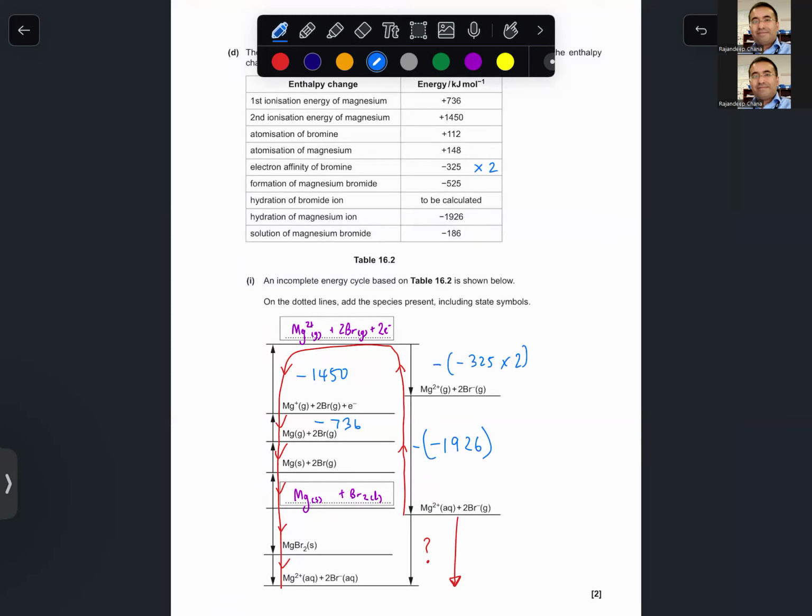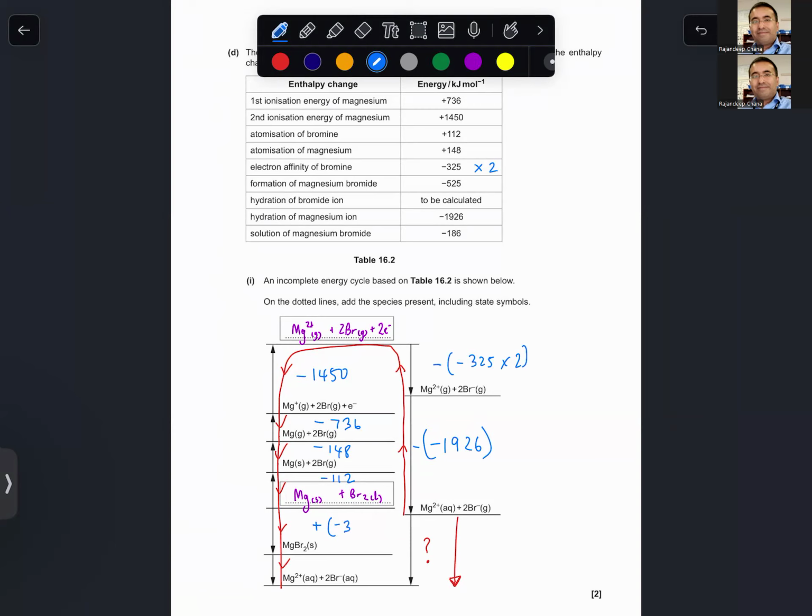And then you've got atomization of magnesium, which will be minus 148, so going against the arrow. And then you've got atomization of bromine, minus 112. And then it's going to be plus the enthalpy change of formation of magnesium bromide. Be careful about your signs.